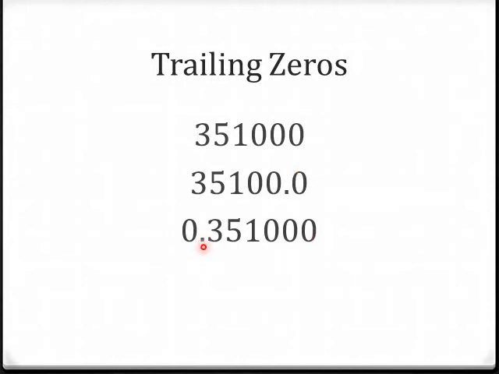Same thing with a number like this, where it's 0.351000. If you didn't know these values were actually truly zero, you would just never say those numbers, and you would just say 0.351. Okay? If you're bothering to take the time to write them out, you must know what they are, and therefore they are significant.